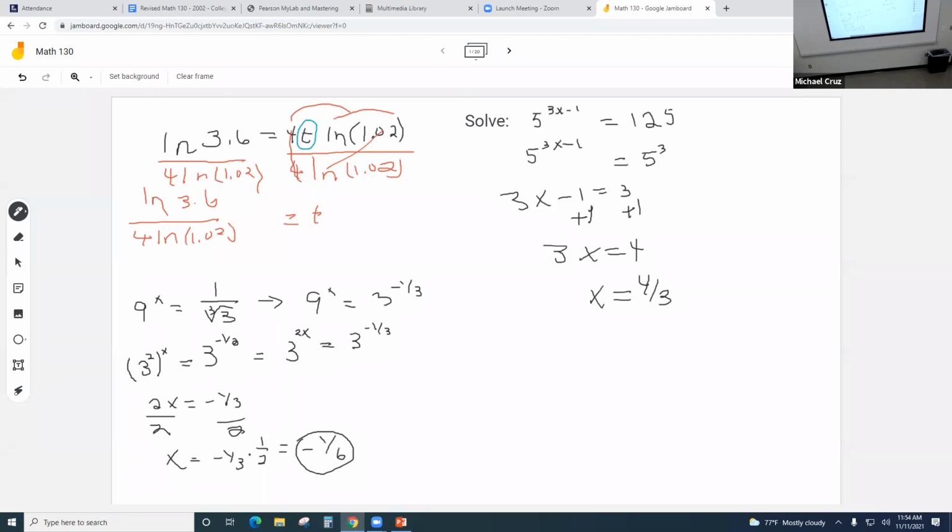Let's see. Let's look at one of the other types. This is number 18 in the vector book. All right, so I'm going to look at number 26. Okay, e to the x is equal to 0.